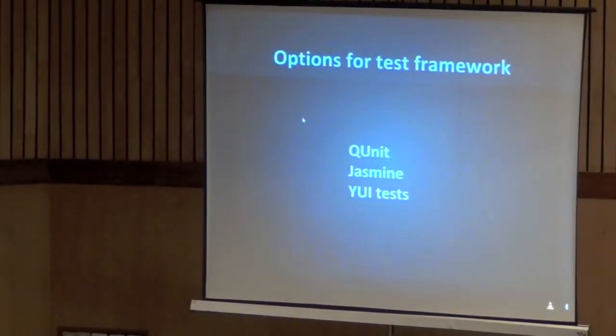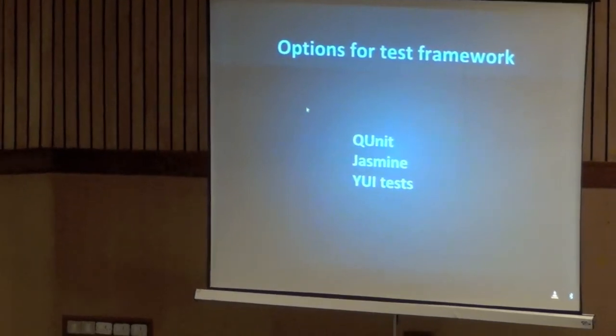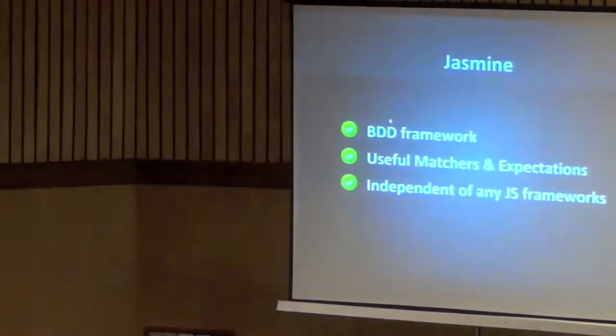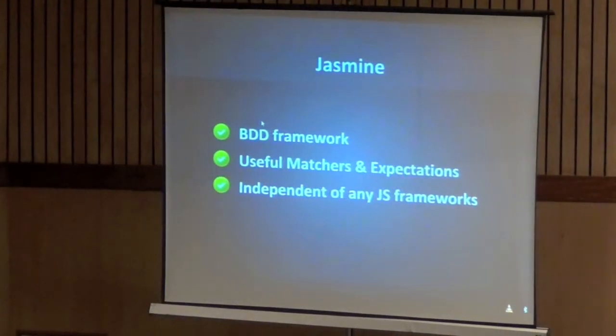So what were the options we had? These are the popular frameworks, I can say. I have missed out many others for sure. This is not an exhaustive list. Have you heard of QUnit, Jasmine, and YUI Test? We chose Jasmine here because it's a very popular BDD framework, and it has built-in matchers and expectations which we could readily use, and it has no dependency on any JS frameworks.